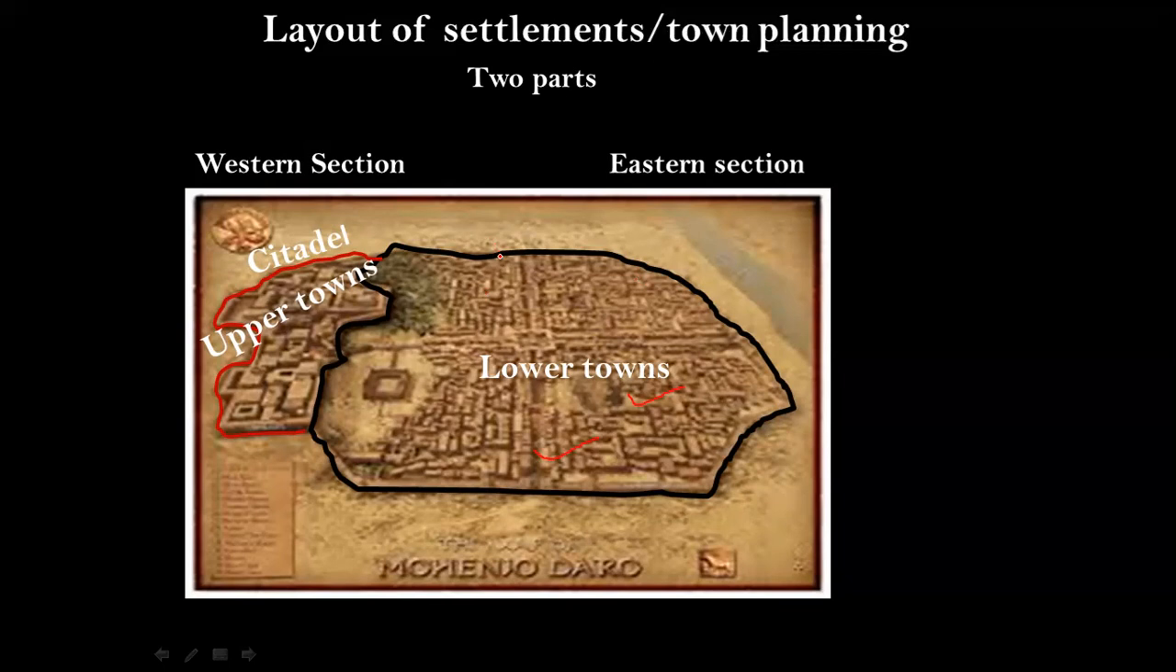Like I've mentioned earlier, in almost all the cities of the Harappan civilization, we will see that the cities were divided into two parts, that is the eastern section and the western section. The eastern section is called the lower town, and the western section is called the upper town because it was built on a hilltop. And these upper towns or western sections are also called a citadel. This is the common city planning you will find in almost all the cities of the Indus Valley civilization.